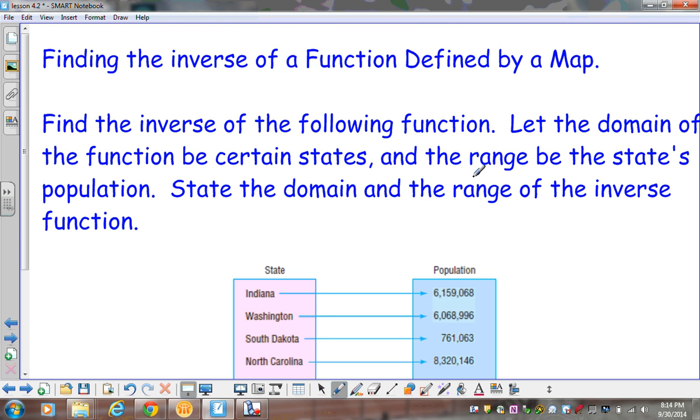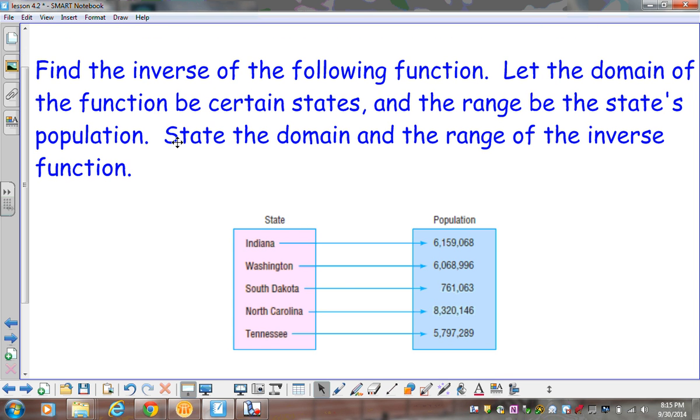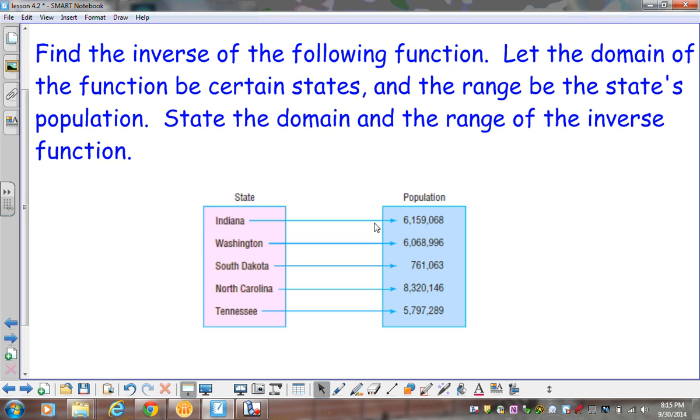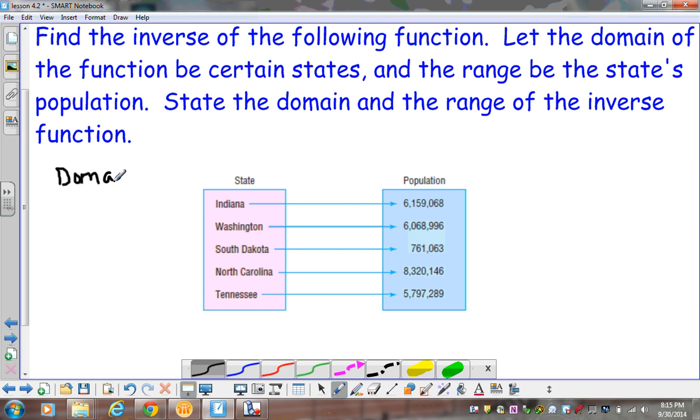So finding the inverse of a function by a map. So this one's the same one that we were looking at earlier. All right, so it says find the inverse of the following function. Let the domain of the function be certain states and the range be the state's population. State the domain and the range of the inverse function. So my original domain.